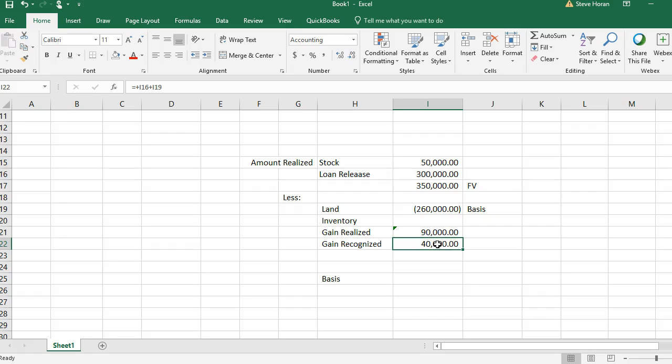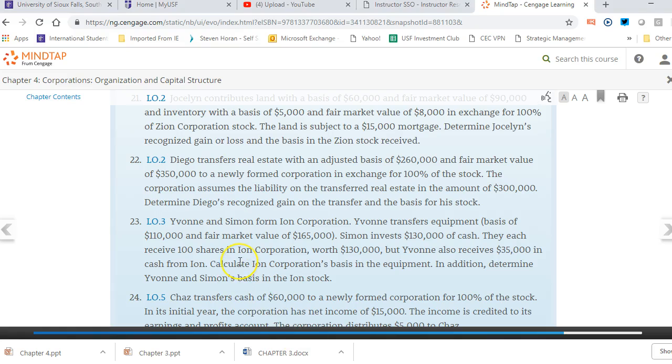So you can't just set up a corporation, transfer an upside down property to it, and be okay. You can do that, but it's going to kick in a gain, and then we're going to have to pay 40,000 long-term capital gain tax on that. We don't know what his percent is. It's either 15 or 20, but he'll have to pay on that. Okay, so that was question 22. Let's go to 23.